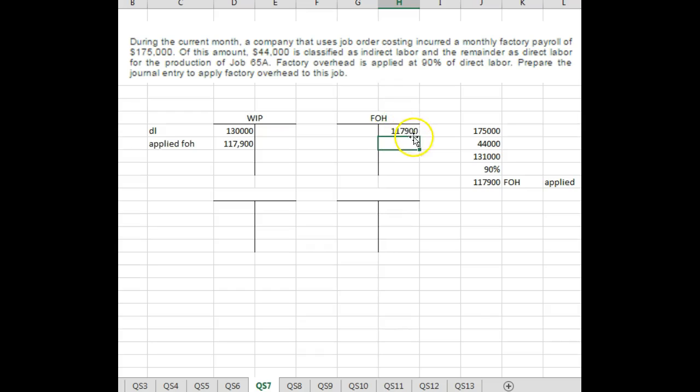So the factory overhead over here is always going to be applied. Now, when we come back and we start applying overhead, it'll be on the left side, and you'll compare these two to find the over or under applied overhead as we go along. So this is applied. Remember, applied is debited and then credited here.